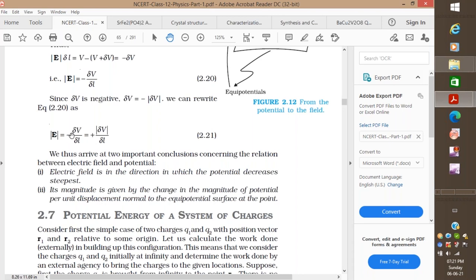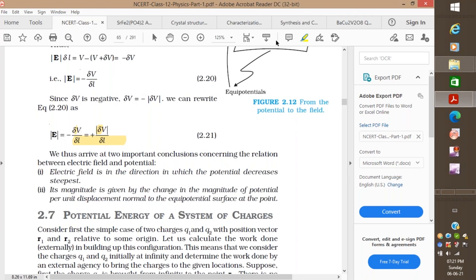electric field, actually this is the original relation. The E is equal to minus del V by del L, not positive. In general, there will be a negative sign. So negative sign means what? If this delta V decreases with the position or with the distance, then this term will be positive. Okay, that means the electric field will be increasing in that direction in which the potential decreases.